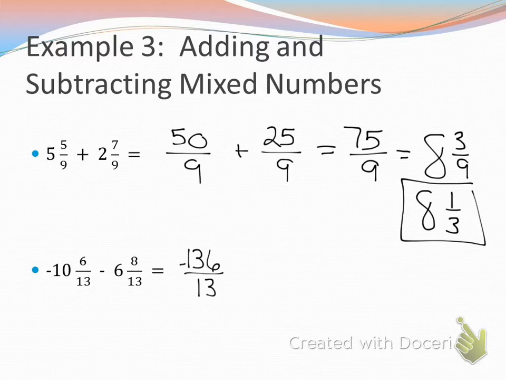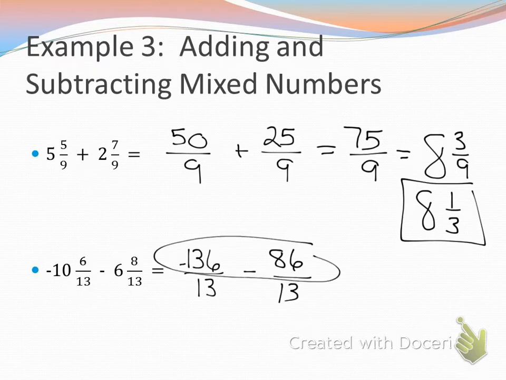Okay, does that make sense? So the negative is not involved in converting it. You just basically convert it like normal and then keep your negative. Minus, what's 6 times 13? Yep, 78. 78 plus 8? 86 over 13. Now I ask myself, same sign or different? Paying attention? Same sign or different? Same. Okay, so what's 136 plus 86? 222.